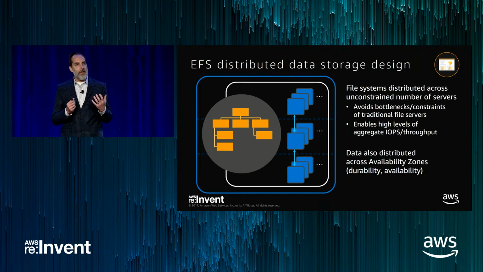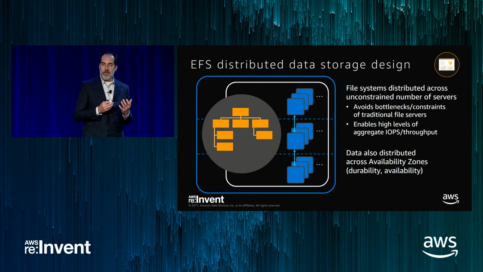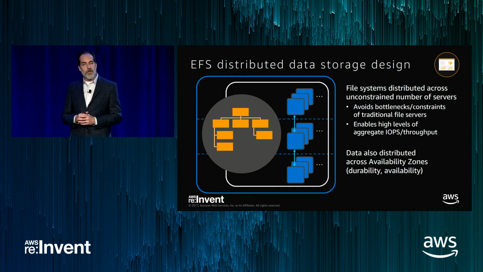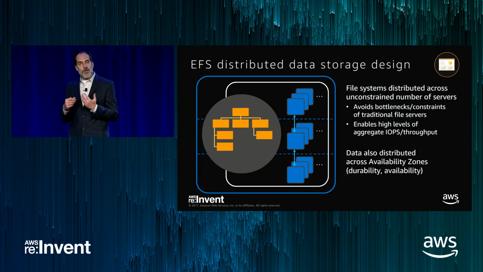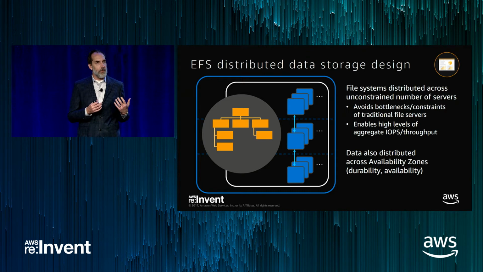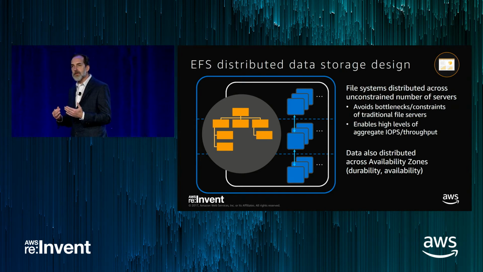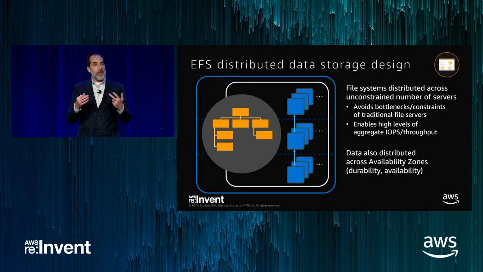So EFS is a distributed data storage design. A file system is really stored across an unconstrained number of storage servers, across multiple availability zones within the region that you create your file system. You avoid some of the bottlenecks that are typical with a network-attached storage device, just because of the nature of this distributed design. As a part of this, you also benefit from high availability and high durability, because your data is strongly consistent across multiple availability zones.